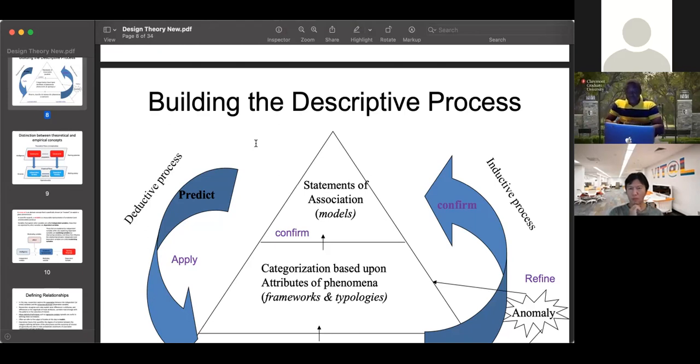And triangulation adds more validity to your research. It shows you really went in depth to understand what is going on from different perspectives, so not just collecting data in one context.